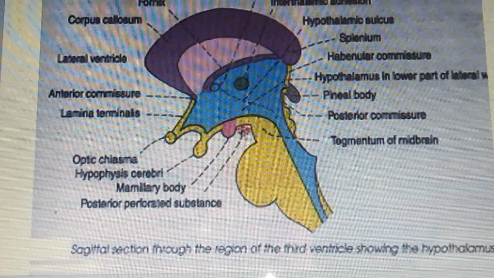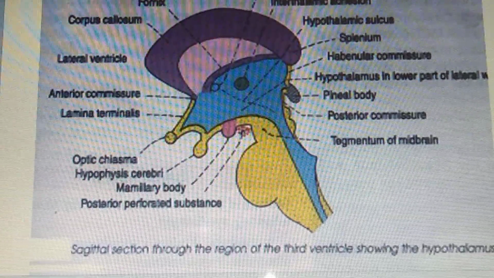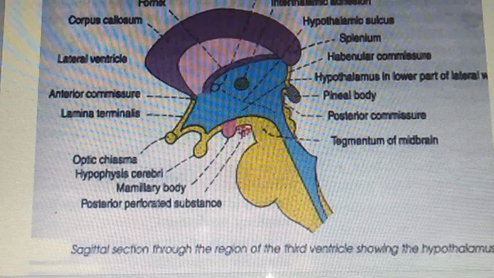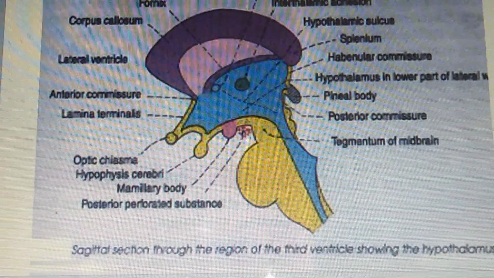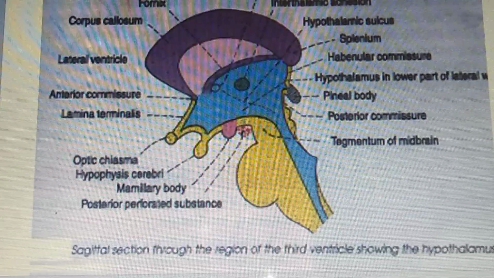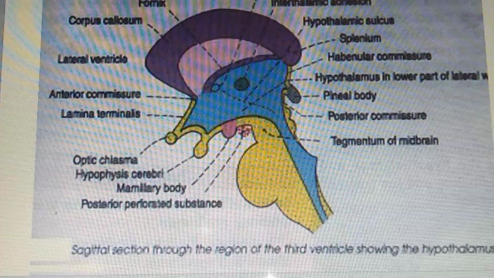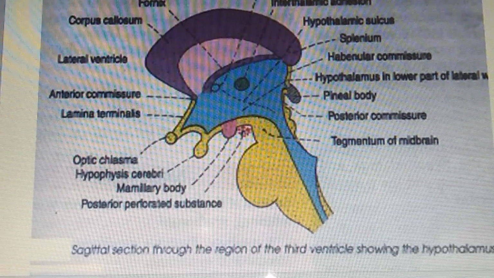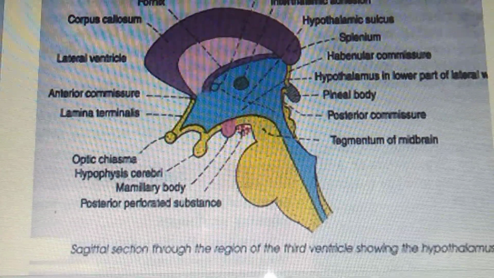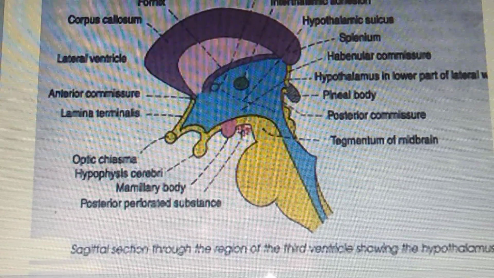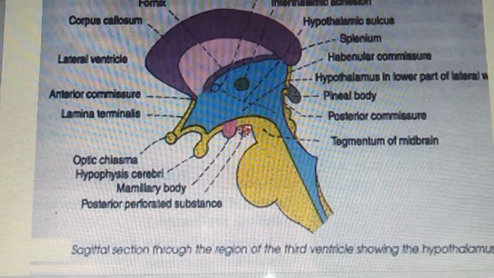The columns of the fornix, as already indicated, run downwards and forwards to reach the mammillary bodies, and the columns lie beneath the lateral wall of the ventricle. Okay, so that is all about the boundaries of the third ventricle. We have seen the anterior and posterior wall, roof, floor, lateral wall, and medially this interthalamic adhesion is connecting both the medial walls of the thalamus. Okay, so that is all about the third ventricle.